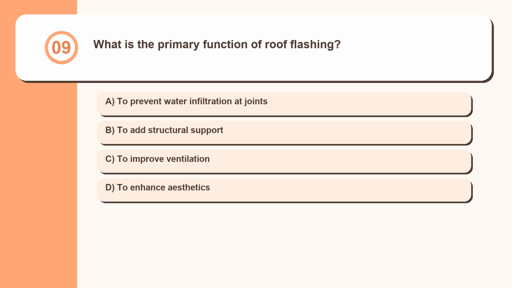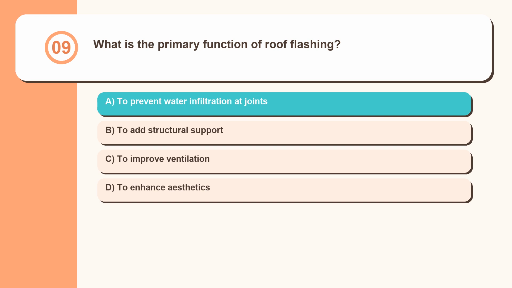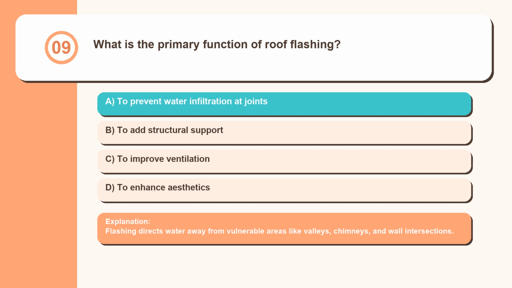Question 9. What is the primary function of roof flashing? To prevent water infiltration at joints, to add structural support, to improve ventilation, to enhance aesthetics. Flashing directs water away from vulnerable areas like valleys, chimneys, and wall intersections.